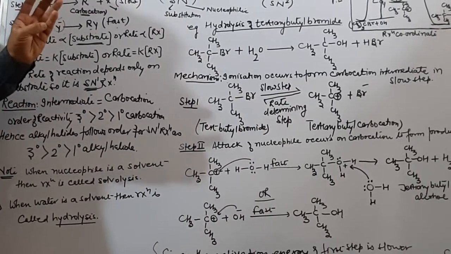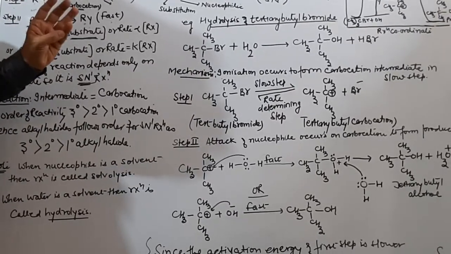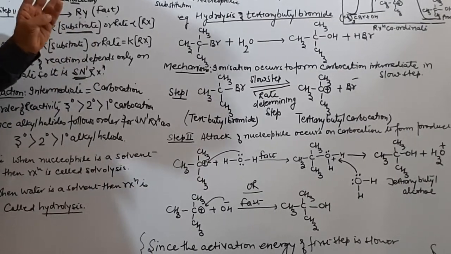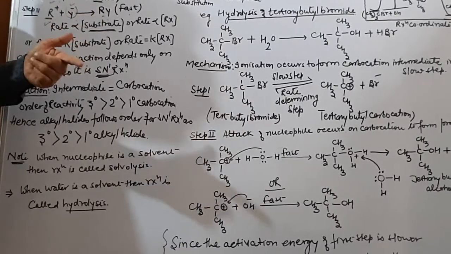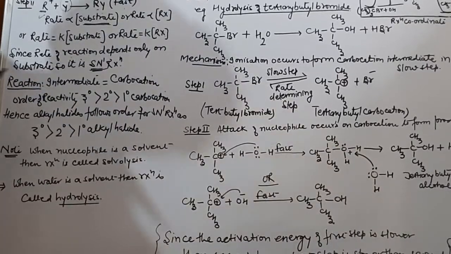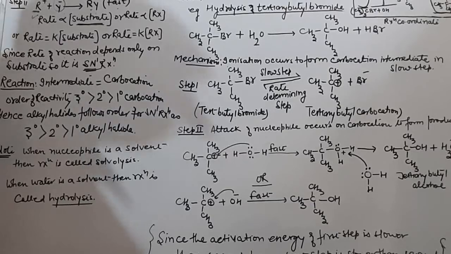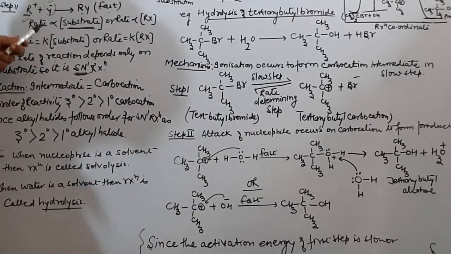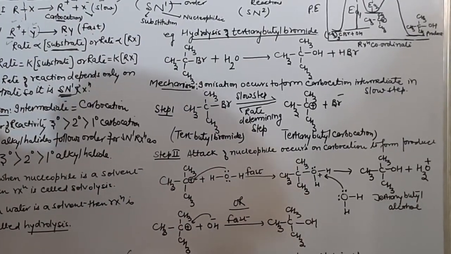When a 3 degree alkyl halide undergoes nucleophilic substitution reaction, what type of mechanism does it follow? SN1 type of reaction mechanism. What intermediate will it be? It will be a carbocation. So the product obtained will always be based on the stability of the carbocation. Why do we call it an SN1 reaction? Because the rate of reaction depends only on the substrate, so it is a first order nucleophilic substitution reaction.